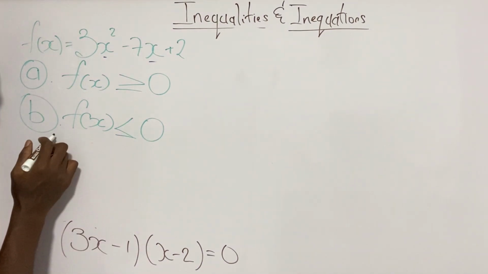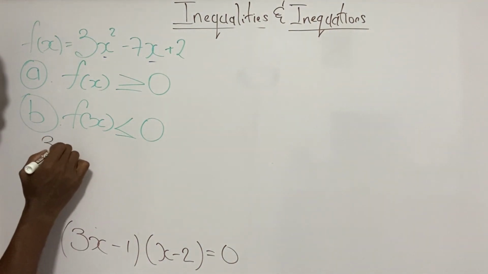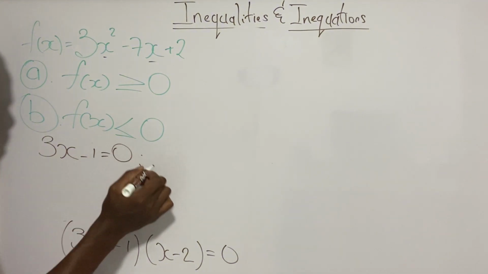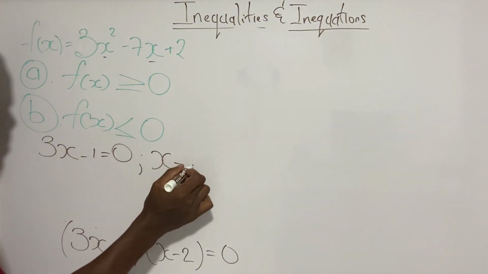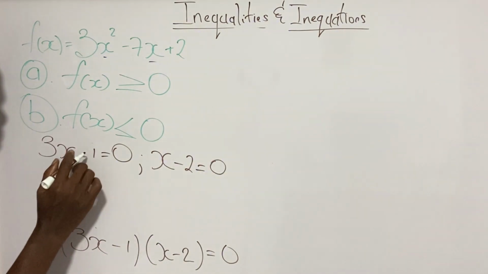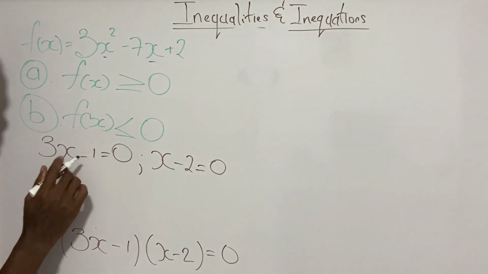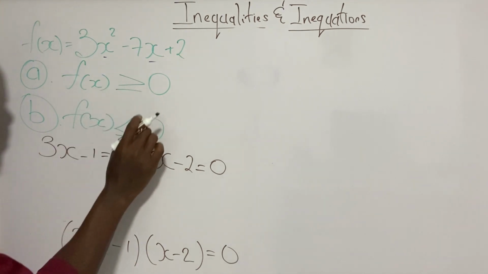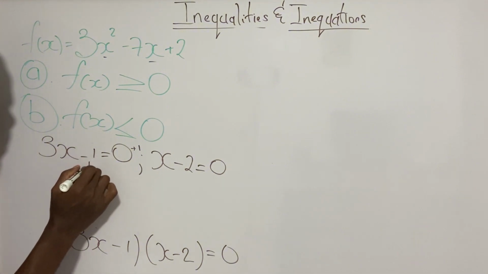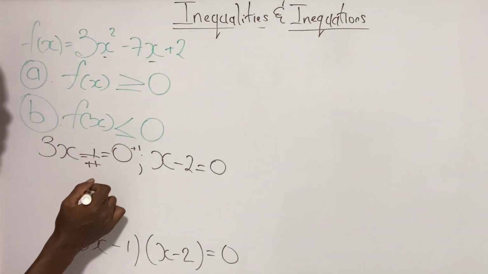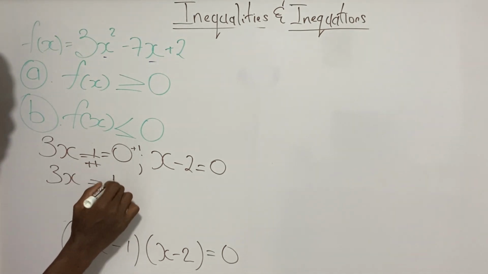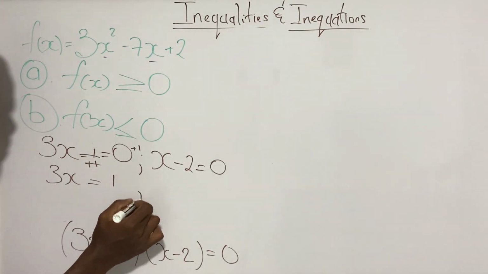So what am I saying here? I'm going to have 3x minus 1 equal to 0, and I'm also going to have x minus 2 equal to 0. So we know that if we're going to solve for x, this negative 1 is going to go over as a positive, because we need to get rid of the negative 1, and we would add to get rid of it. These are really basic steps, but I'm still going through them so we can all be on the same page.